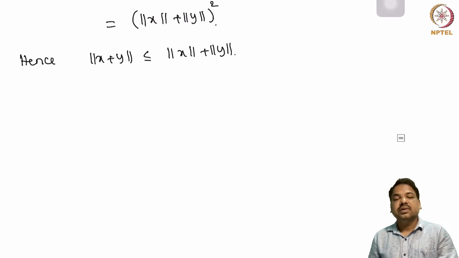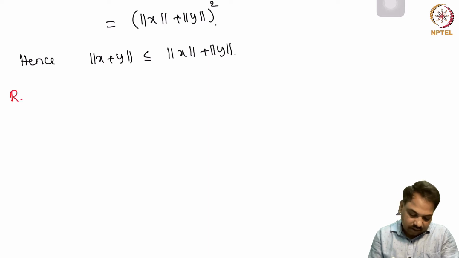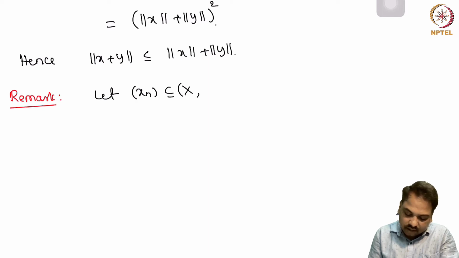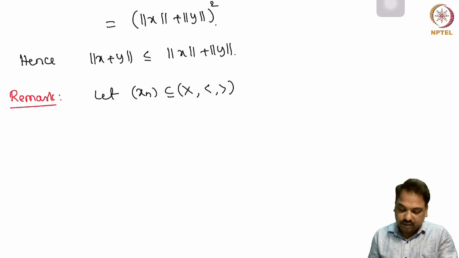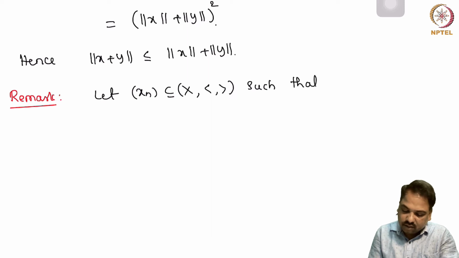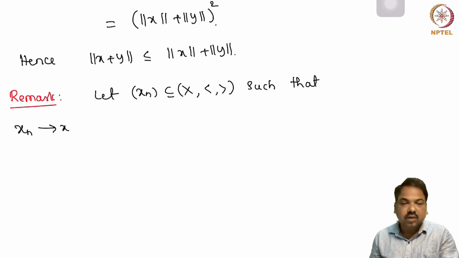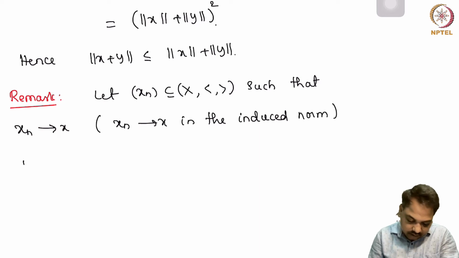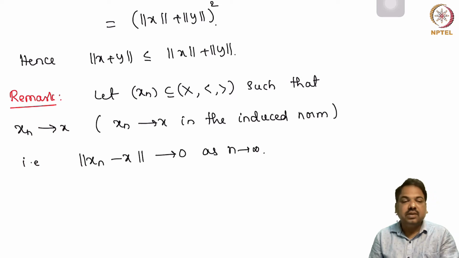Okay, now there are a few important consequences of this. Let us look at those things. The first one is that let us take a sequence xn in the inner product space X such that xn converges to x. When we say xn converges to x in the inner product space, that means xn converges to x in the induced norm. That means norm xn minus x goes to 0 as n tends to infinity, when this norm is the induced norm.